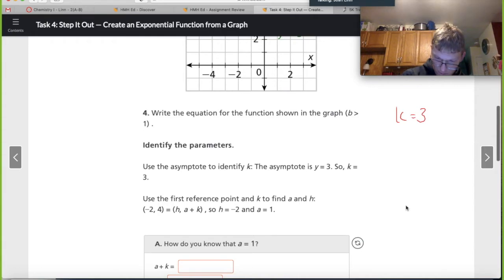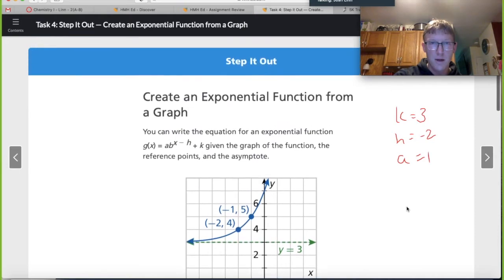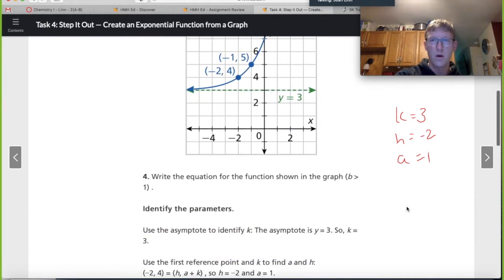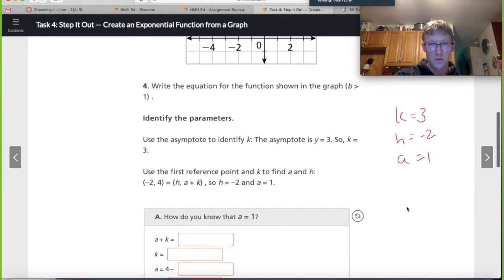What else do we know? h equals -2, and a equals 1. So if we come back up here to this guy, we're almost there, right? All we need to do is figure out our base, which is our parent function, and then we should be able to put all the pieces together.